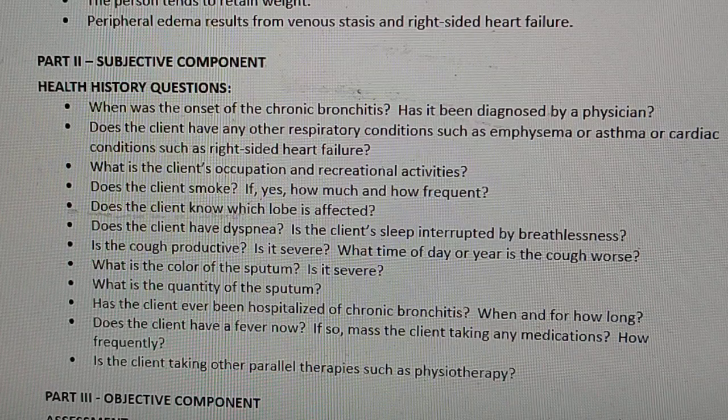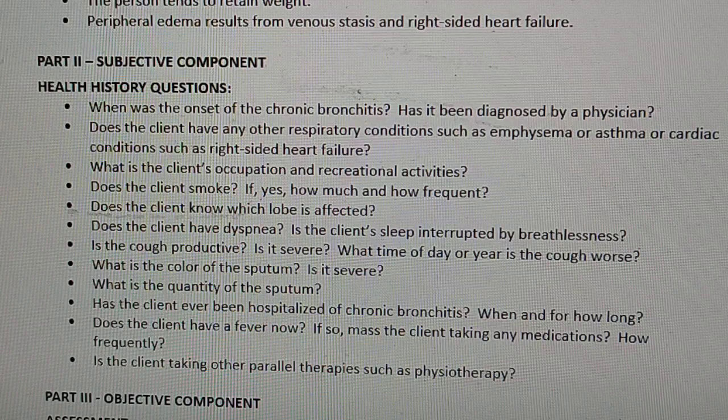Let's move on to part 2, the subjective component. In this level, we're going to be asking health history questions. So these are some of the questions. When was the onset of the chronic bronchitis? Has it been diagnosed by a physician? Does the client have any other respiratory conditions such as emphysema or asthma, or cardiac conditions such as right-sided heart failure? It's important to ask your client.